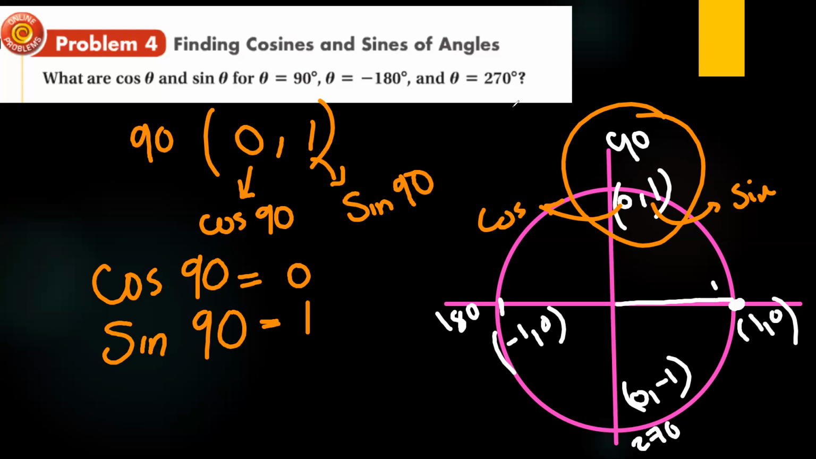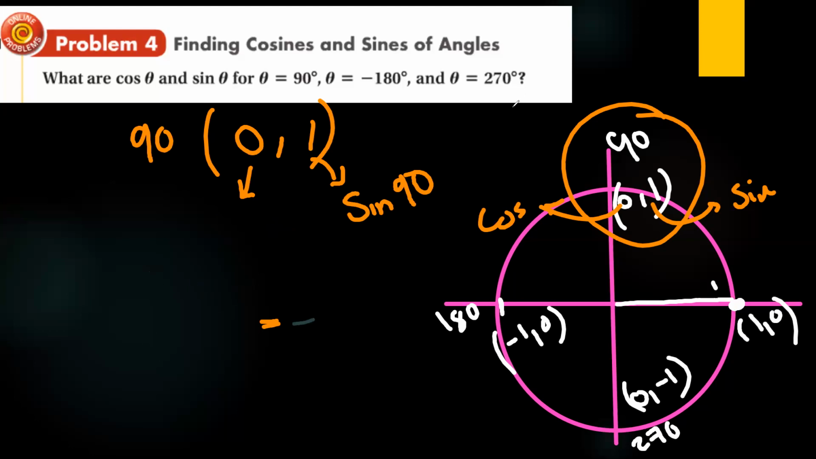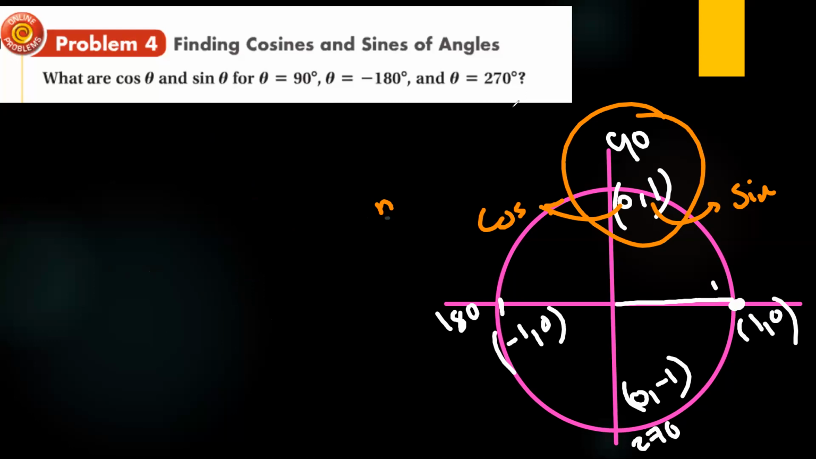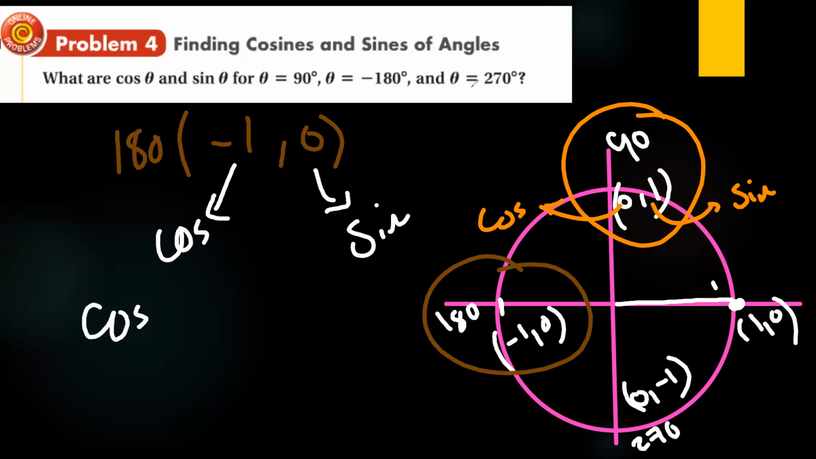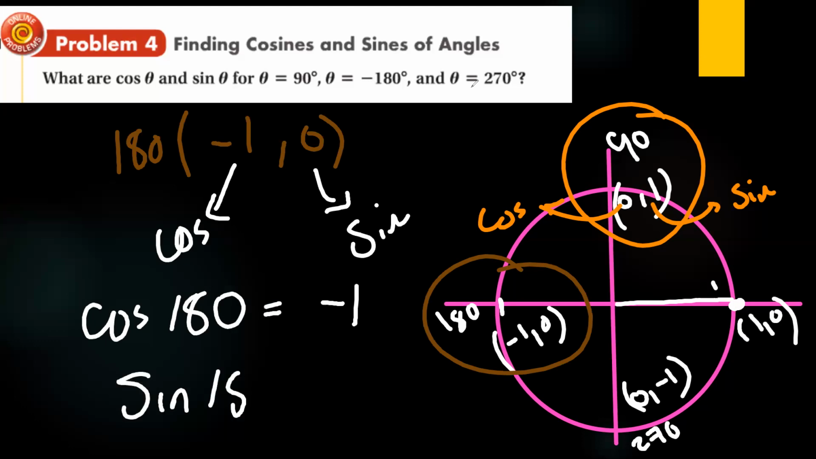Now, let's go to find 180. Where's 180? This is 180 here. Its coordinates on the unit circle are negative 1 and 0. So what does it mean? This is the cosine and this is the sine. So what is the cosine of 180? Negative 1. And what is the sine of 180? 0. Exactly. Is it clear?